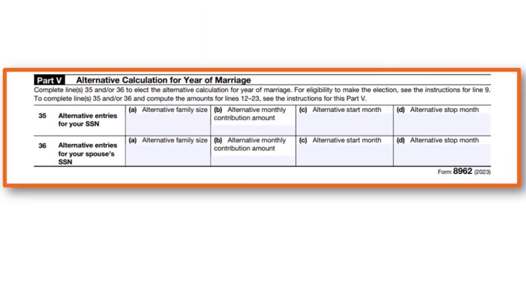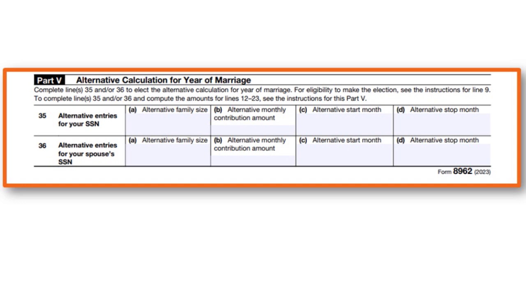Now let's move on to part 5. Part 5 is about the alternative calculation for year of marriage, and this will apply to your situation if you have a different family composition. If you have questions specifically about this part, please let us know in the comment section, and we'll be able to give you all the details. It would take too long for me to cover this in about 15 to 20 minutes. This is why I'm just showing you what the form looks like. If you are filling out Form 8962, you might have to fill out Part 4 and Part 5, depending on your situation.